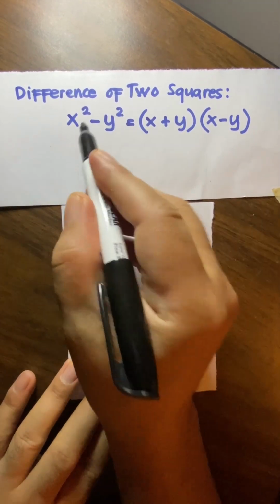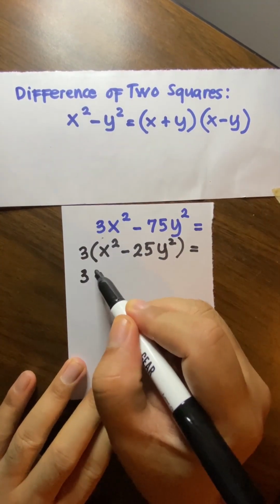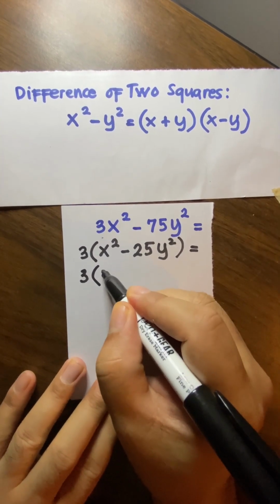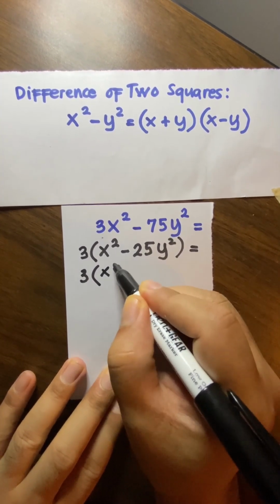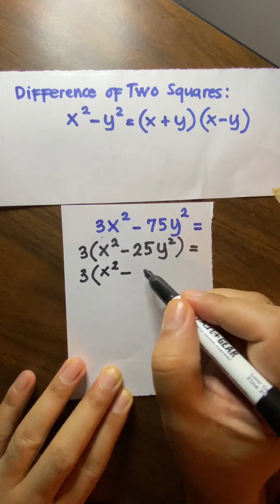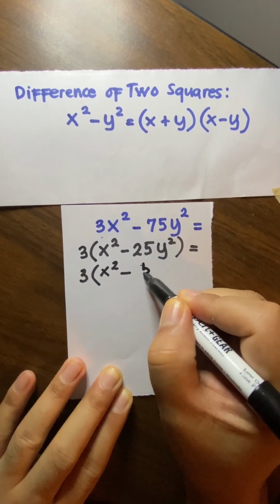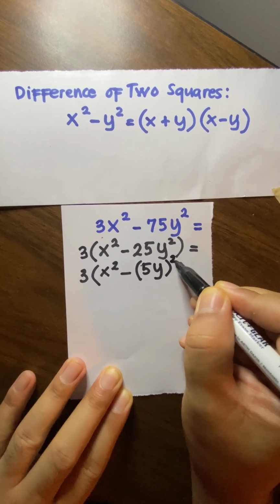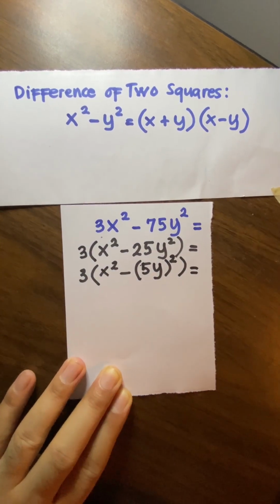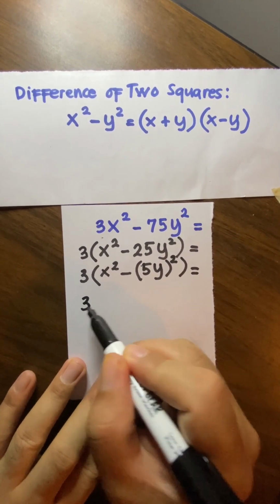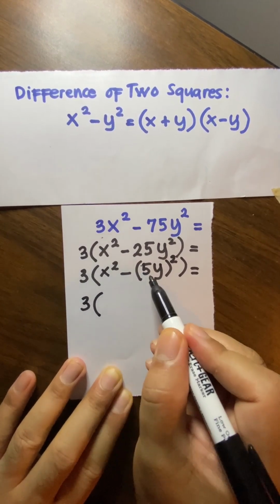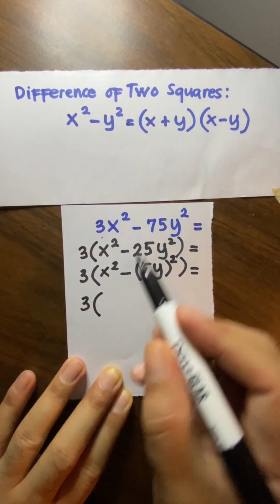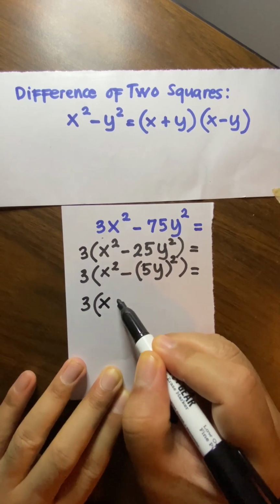Since it is a difference of two squares, we continue and simplify it further. We copy 3, then rewrite the expression inside the parentheses as x squared minus 5y squared. The next step is to follow the formula above for the difference of two squares. We copy 3. We then simplify further as x plus 5y and x minus 5y.